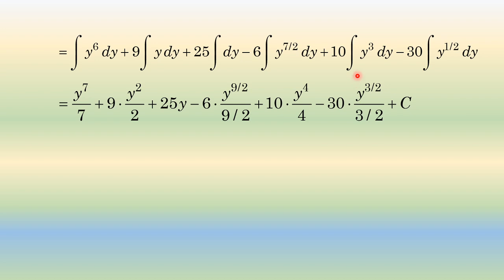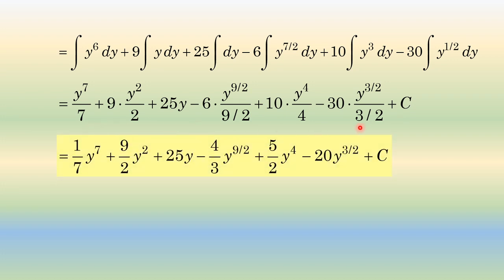Plus here we have y to the 4th over 4 times 10. And for the last integral we have negative 30 times the integral of y to the 1 half dy, that is y to the 3 halves over 3 halves. So that is 1 half plus 1, which is 3 halves over 3 halves. Y to the 3 halves over 3 halves, times 30, plus c.